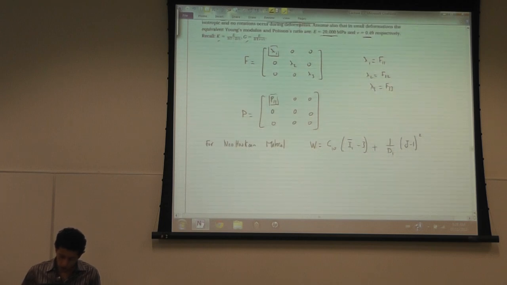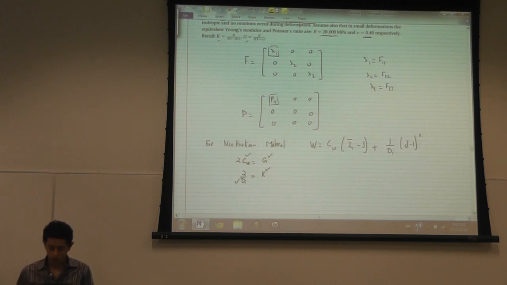So we know that 2C10 is equal to G, so I know G, I know C10. And 2 over D1 is equal to K, so I know K, I can find D1. So I know these numbers. These are basically material constants, in MPa. And so this is C10.